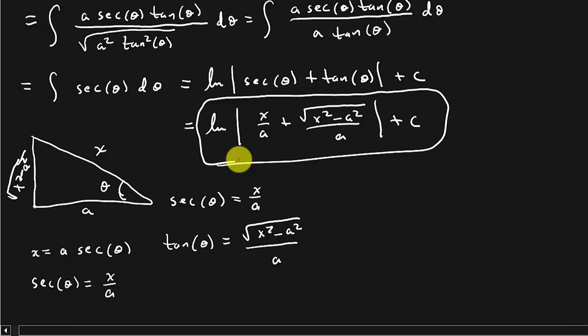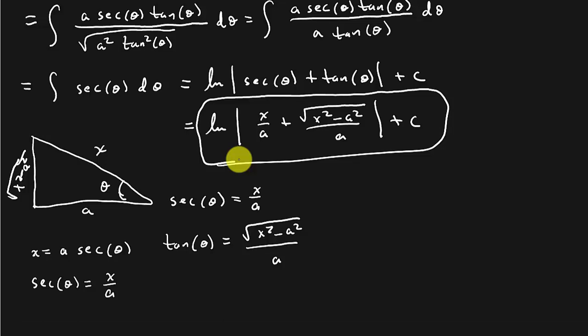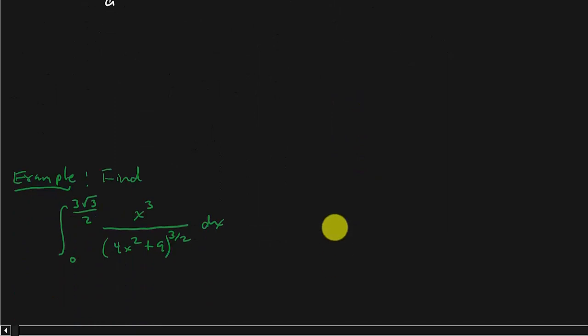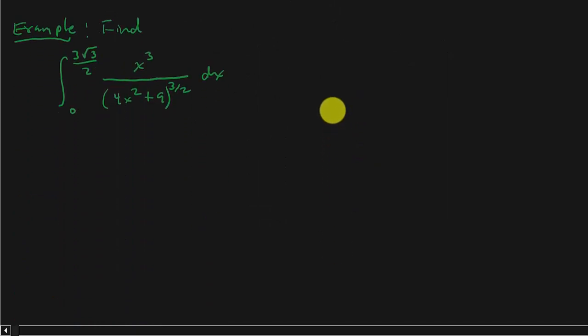All right. So you can see these aren't too bad. Just remember, to get it back in terms of x, you need to draw your right triangle down here. And then just see what you've got and plug it in. All right.